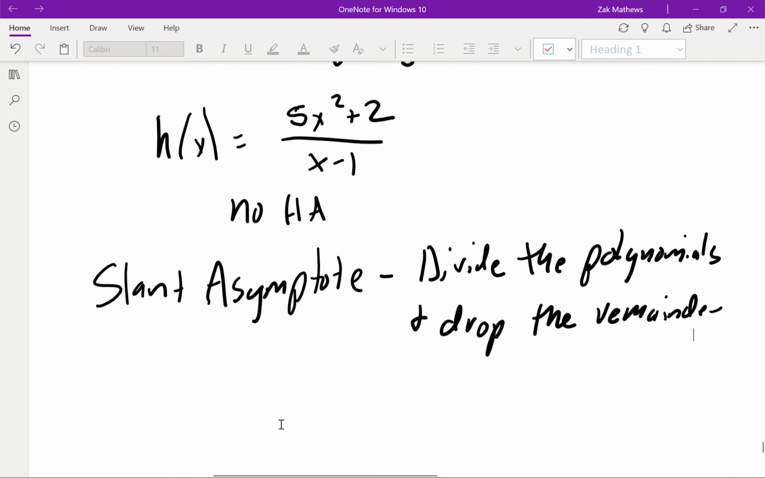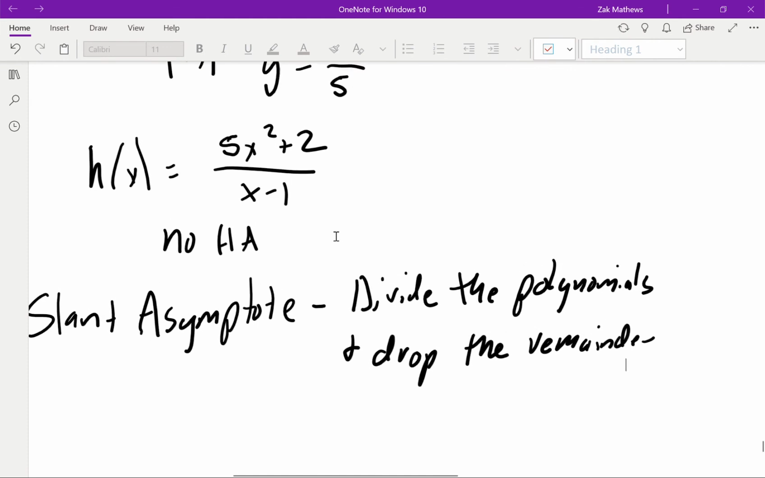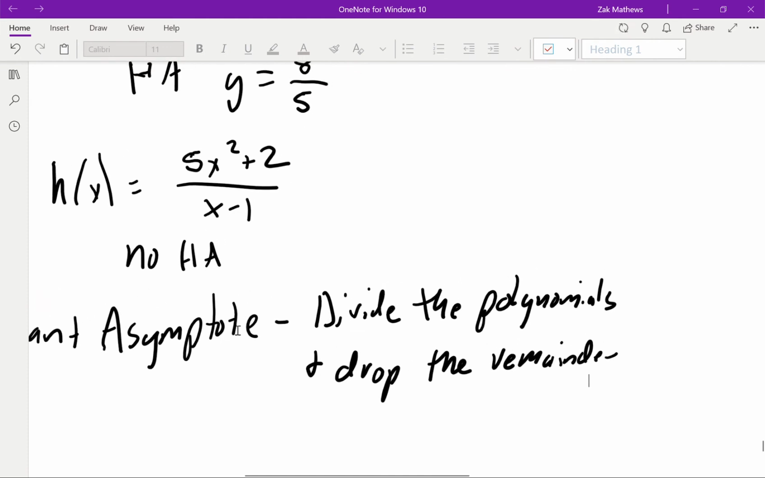So now that we know that this thing has no horizontal asymptote, let's go back and find its slant asymptote. I need to divide these two things. Well, the easiest way to divide polynomials is using synthetic division, which only works if the degree of the denominator is 1 and the coefficient is 1. That is all true, so I can use my synthetic division.